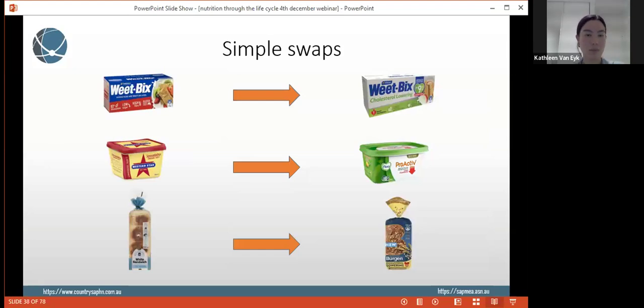So these are some examples of some simple swaps that we might suggest for John. So usually if you've got a normal Weet-Bix, we might swap to the cholesterol lowering Weet-Bix. This is more for cholesterol management. Or we might even do the multigrain Weet-Bix because multigrain Weet-Bix is a lower GI option. Instead of his butter, we might go for a Proactiv or a cholesterol lowering margarine, or even just a plant-based margarine rather than the butter.